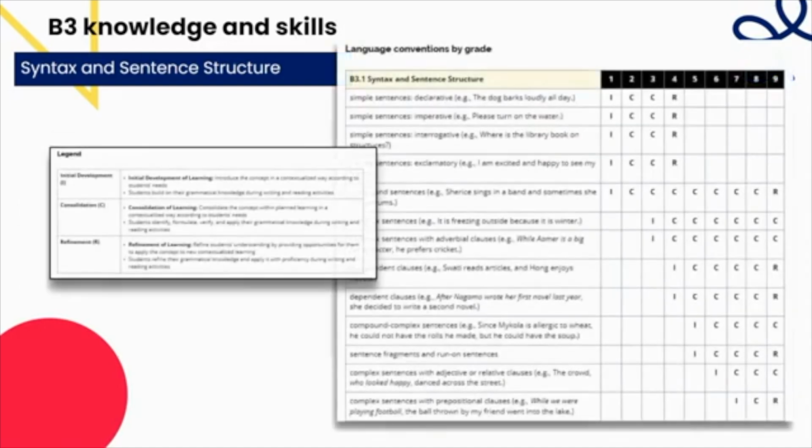The first specific expectation is syntax and sentence structure. In the appendix, you will see that the complexity of sentence structure increases over time. The appendix gives us the terminology to name the specific knowledge and skills, as well as examples of sentences with the structure. This continuum begins with simple sentence types and ends with complex sentences with different types of clauses.